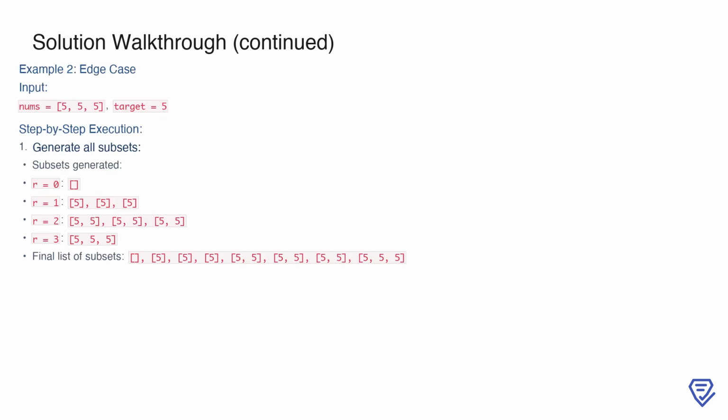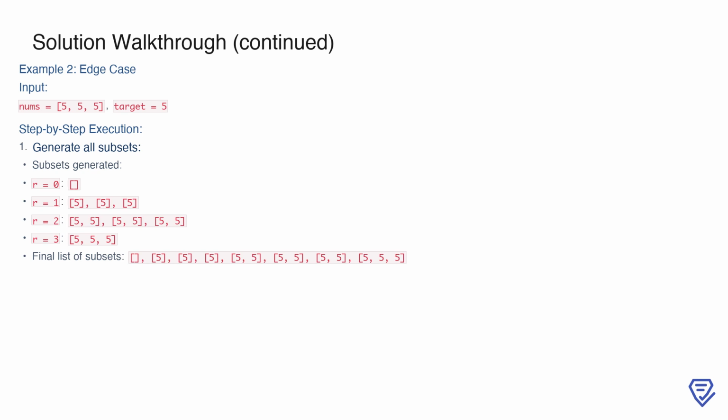In this example, we handle an edge case where all elements in the array are identical. The input is nums equals [5, 5, 5], and target equals 5. As before, we generate all possible subsets. For r equals 0, we have the empty set. When r equals 1, we generate 3 subsets, each containing a single 5.